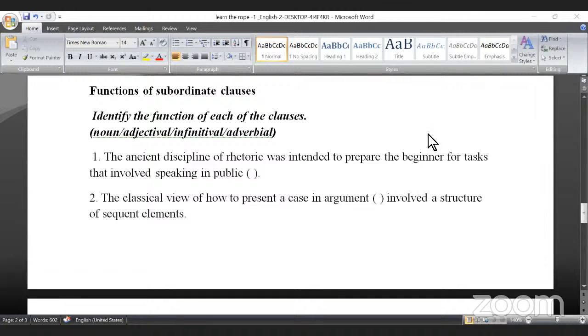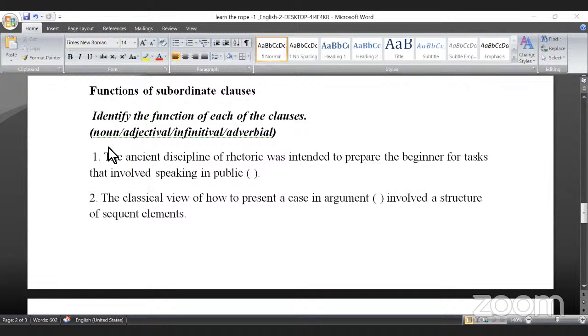I think this is subordinate, but I don't know, ma'am. No, what is subordinate clause? You tell me. Which part in the sentence? You tell me whatever your answer is. We'll see if it is right or wrong. No problem. Intended to prepare the beginner for task. Intended to prepare cannot be subordinate clause because the verb is not a part of your subordinate clause, right?